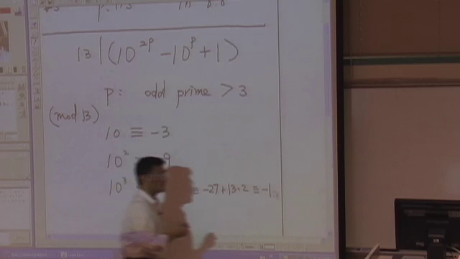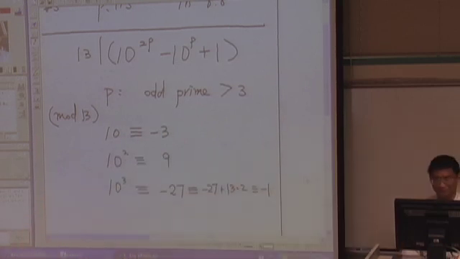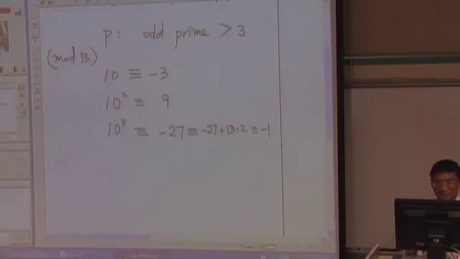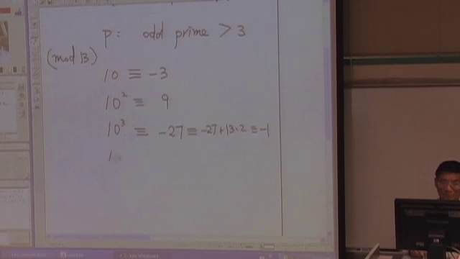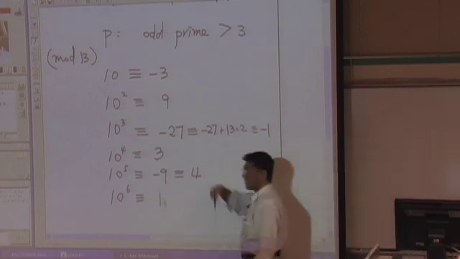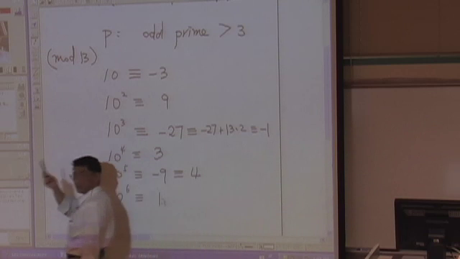10 to the power of 4 is multiplying these two numbers, negative 3 and negative 1, so 3. 10 to the power of 5 is negative 9, or negative 9 is congruent to 4. 10 to the power of 6 is multiplying negative 1 twice, so 1. And as you can see, we can make a cycle, right? So it continues this way.